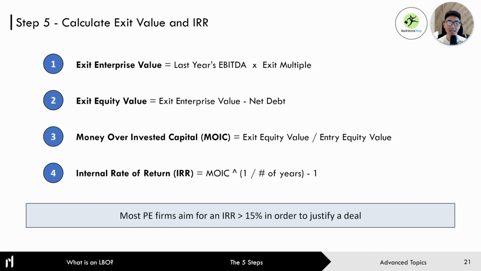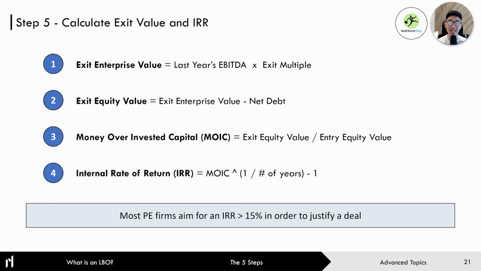So the last step is to calculate your exit value and IRR. And there are multiple ways to do this. I'm just going to show you one way, which the first step involves calculating your exit enterprise value by getting your last year's EBITDA times your exit multiple. Then calculating your exit equity value, which is your enterprise value minus your net debt. Then you calculate your money over invested capital, or MOIC. And this is a very common multiple that a lot of PE firms focus on. And this is your exit equity value divided by your entry equity value, which is the amount of cash you paid as a PE firm at the beginning.